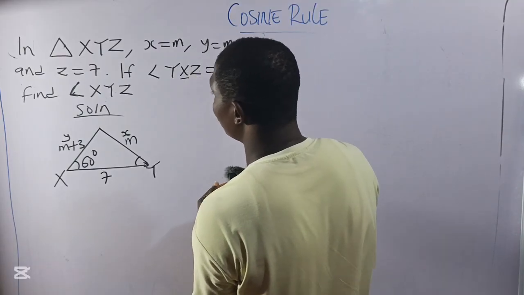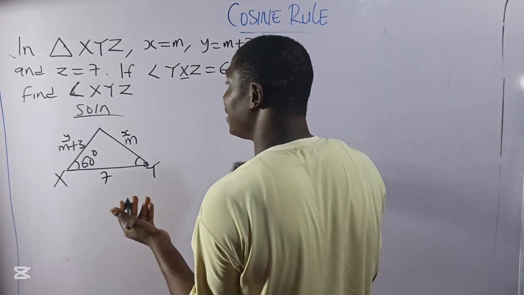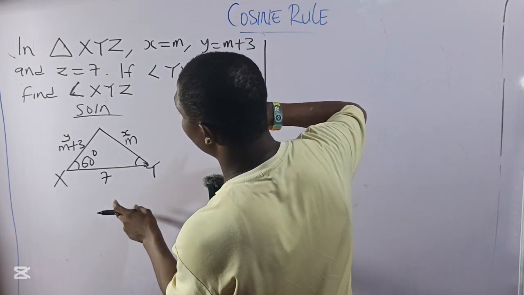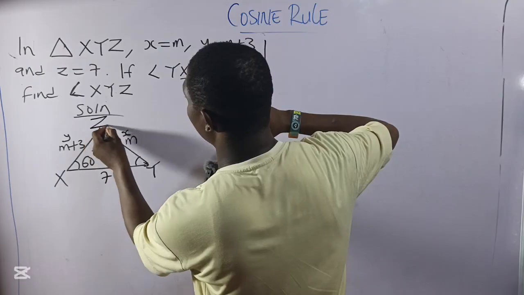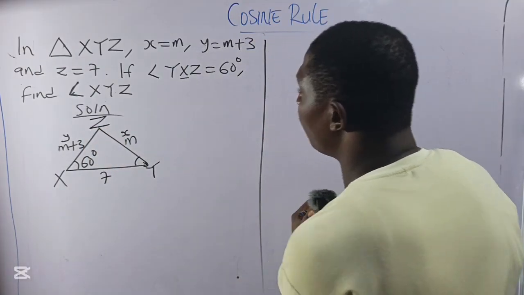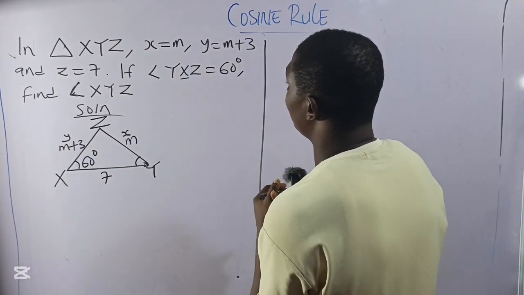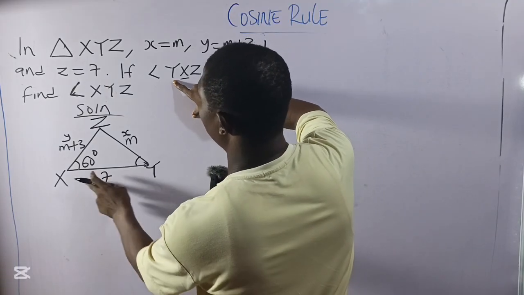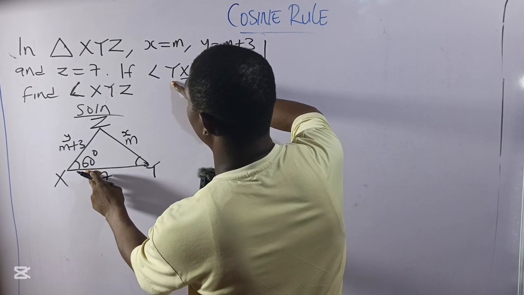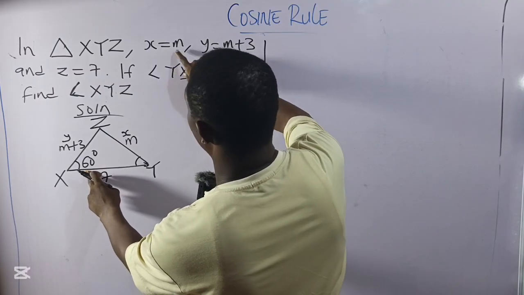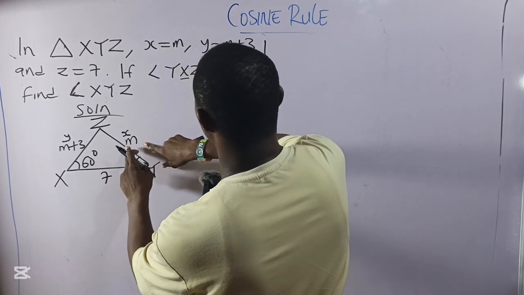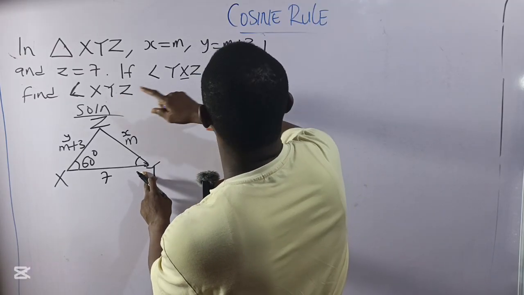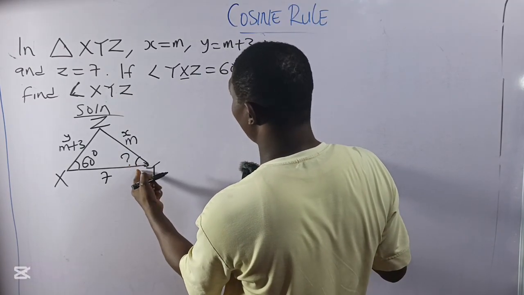So you just put your 7 here, which represents 7 units. Now this 7 faces my angle Z. So I've put all the information given. You can see that angle YXZ is 60 degrees, and x is m here, which is facing this. My angle Y is not known, which is the question I'm being asked. I'm looking for this angle.